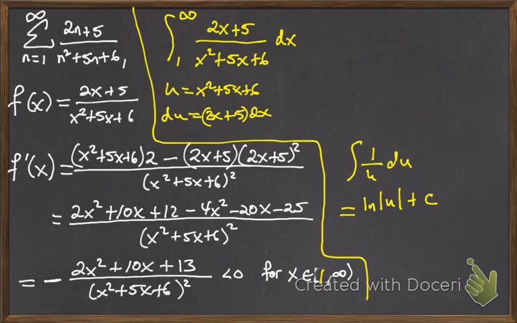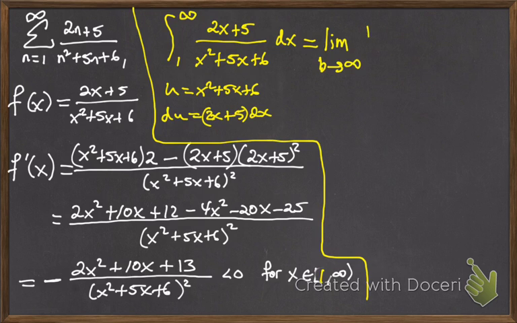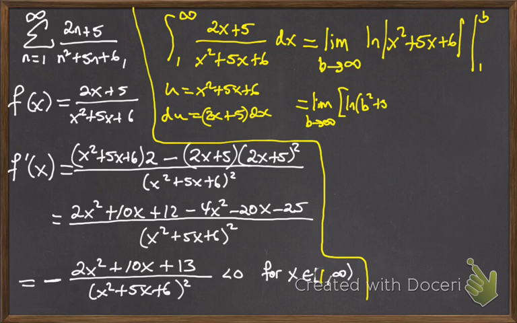Because this is an improper integral, we'll introduce the limit when we write it up here. So this is equal to the limit as b goes to infinity of ln absolute value of x squared plus 5x plus 6, evaluated from 1 to b. We'll evaluate it at b and at 1, and then take the limit of that. So this is going to go to infinity. If I subtract natural log 12, I'm not going to affect it, so it's going to be infinity.